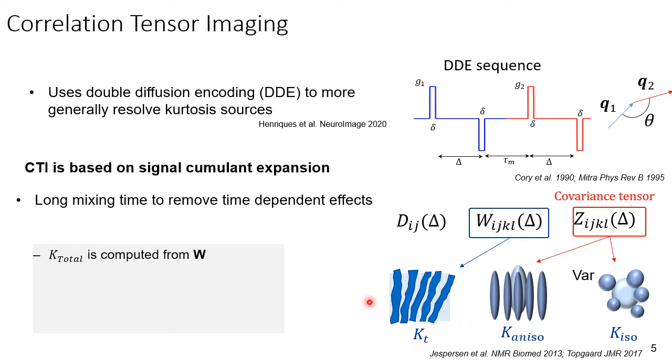So the main idea with CTI is first to compute the total kurtosis from the kurtosis tensor, in a similar way that we do with diffusion kurtosis imaging. And then we extract K aniso and K iso from the covariance tensor. After having these measurements, the microscopic kurtosis can be estimated as the difference between the total, the K iso, and the K aniso source.